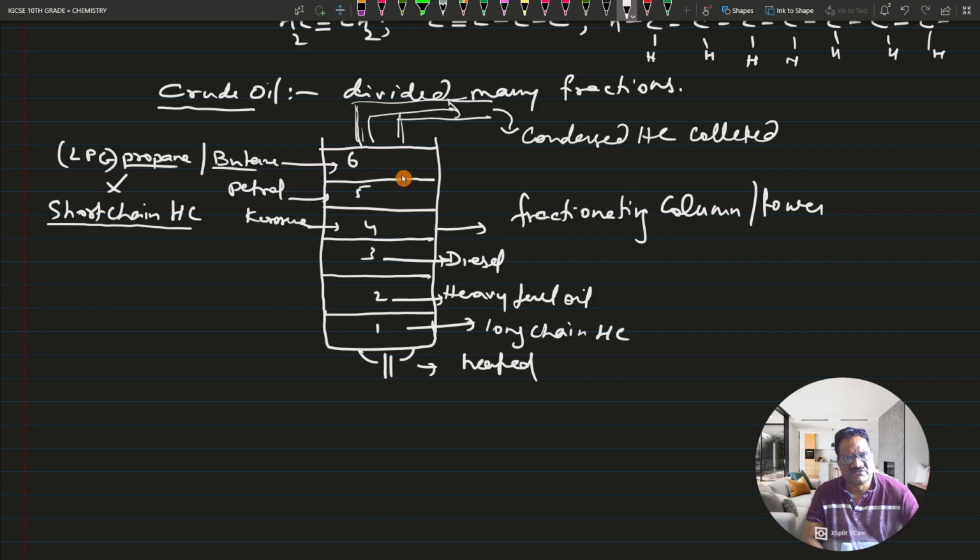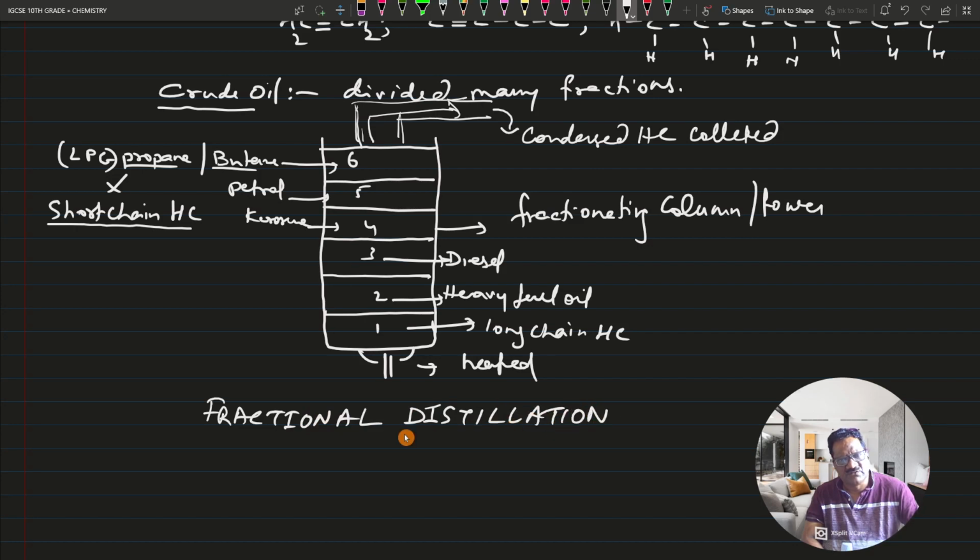So one by one, as the temperature rises, you will get a separation. You can separate these fractions, and you can also collect the separate fractions from this hydrocarbon. This is something which is done by a process called fractional distillation. Fractional distillation.